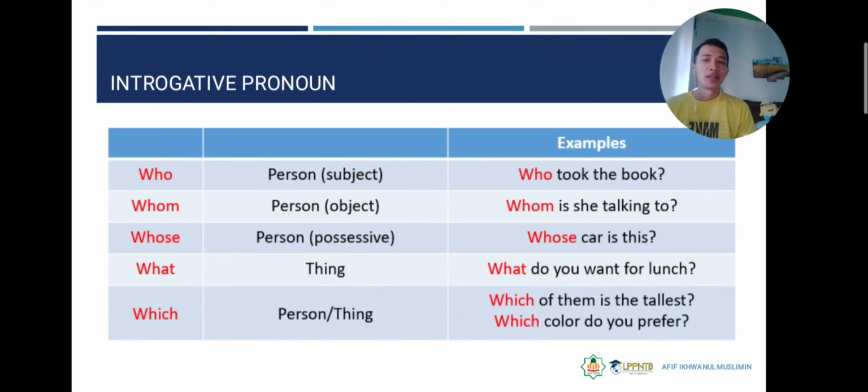Because there are a lot of choices, I would like to give an offer to someone about the food, so I can use what, because I'm asking about food. Food is something. When I'm asking about choices, I can use which. For example, which of them is the tallest, because I'm comparing two things. Or I'm asking about a preference, like a color, so which color do you prefer?